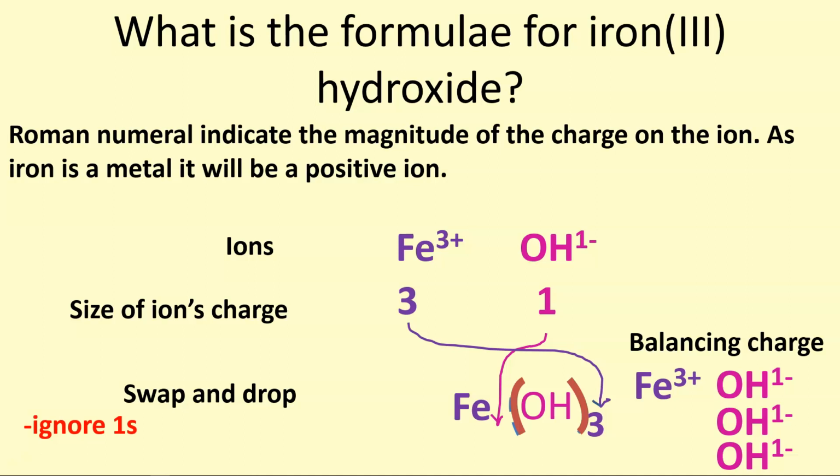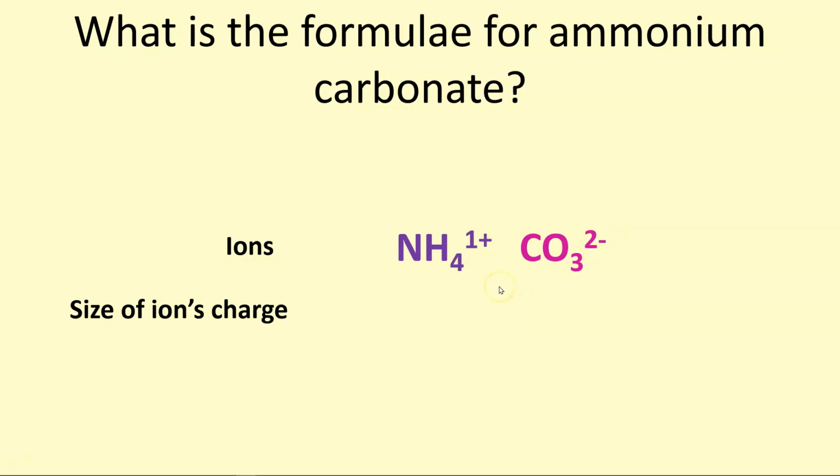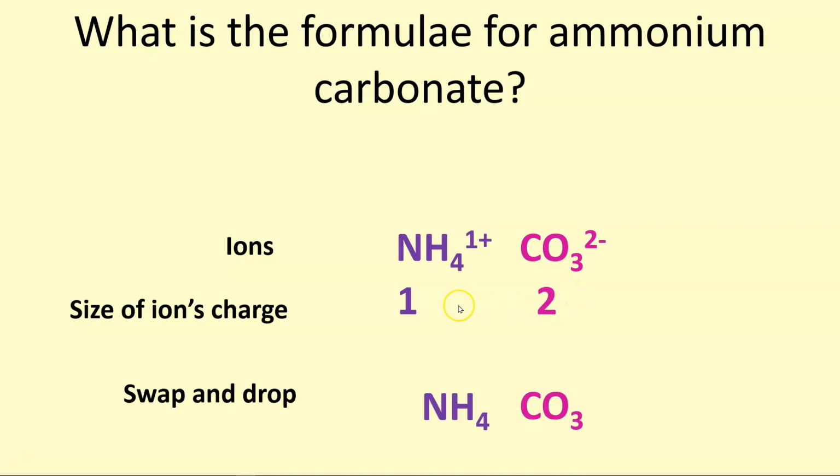What is the formula of ammonium carbonate? Same process as before, write down the ions which are present, so the NH4+ ion and the CO3 2- ion. When we're trying to find out the size of the ion's charge, we need to be careful to make sure we're using the 1 for ammonium and the 2 for the carbonate ion. We obviously now do swap and drop, write the 2 ions down and swap the 2 and the 1. We remember not to write down 1s obviously.